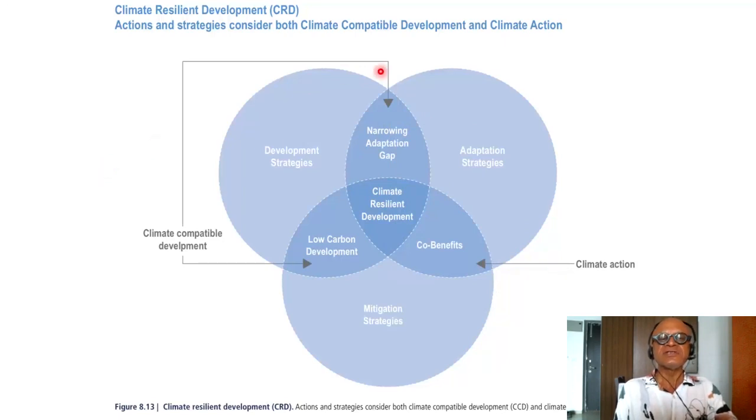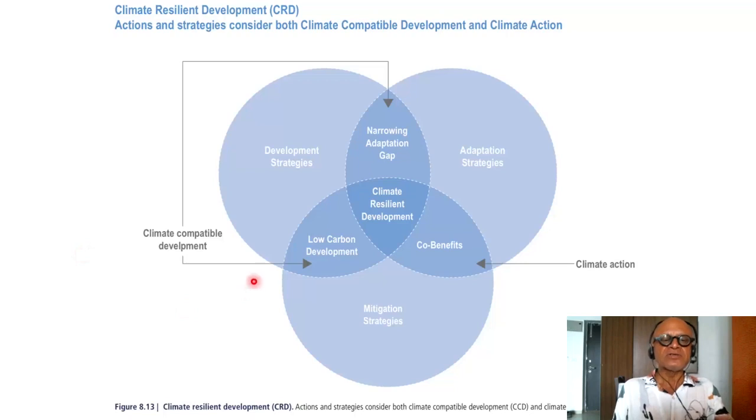Actions and strategies consider both climate compatible development and climate action. So we're talking about adaptation being consistent with economic development, national adaptation plans also being consistent with priorities for economic development, health adaptation plan being synergistic with national adaptation plan, and of course we have to have climate resilient development being a goal overall for a country's adaptation and resilience for the future. So that's resilient future, building a resilient tomorrow.